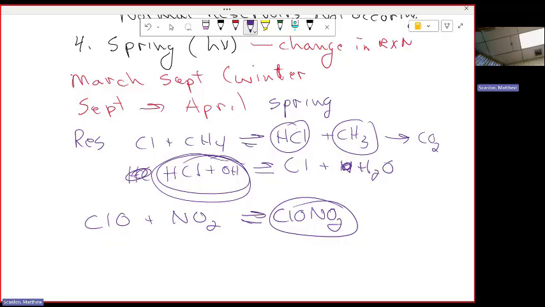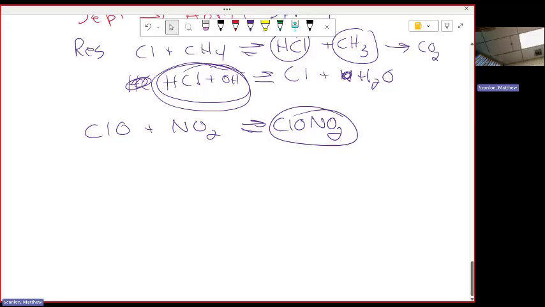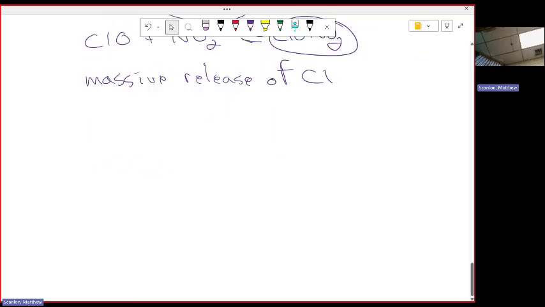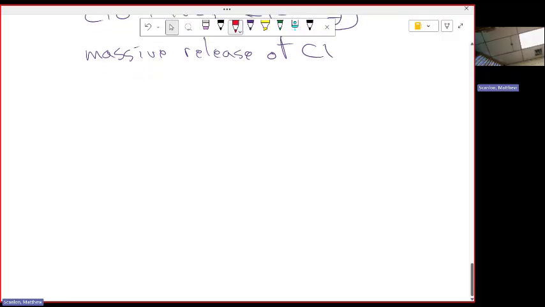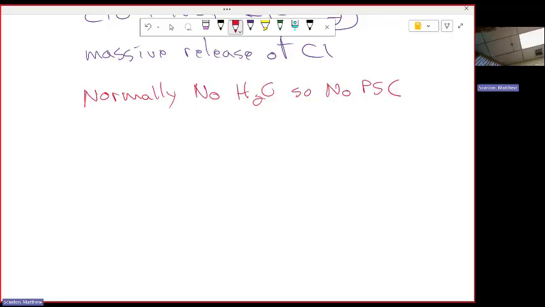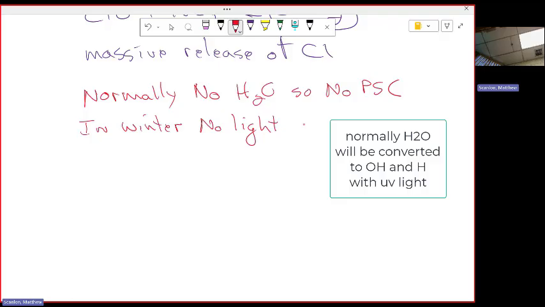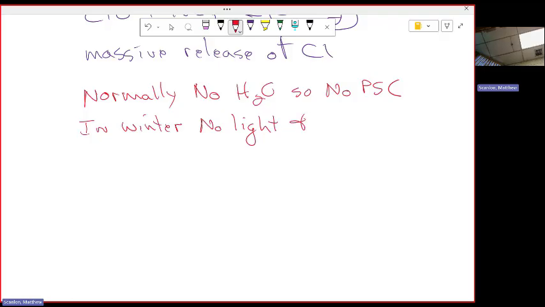And what we're going to see is in the springtime, light hitting and a massive release of chlorine, all because of these polar stratospheric clouds. I've told you already that normally we don't have any stratospheric clouds. There's no water up there. Normally no water, so no polar stratospheric clouds. There's just not enough water. But in the winter, there's no light, so you're not destroying the water. It's not reacting, and it gets very cold, minus 80 degrees.